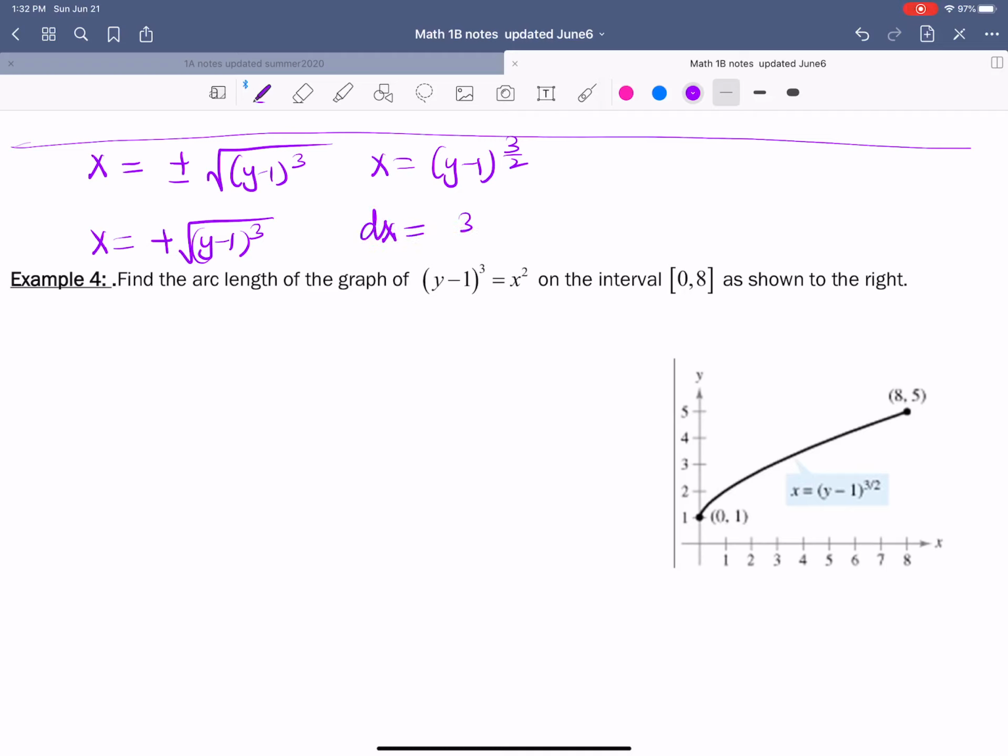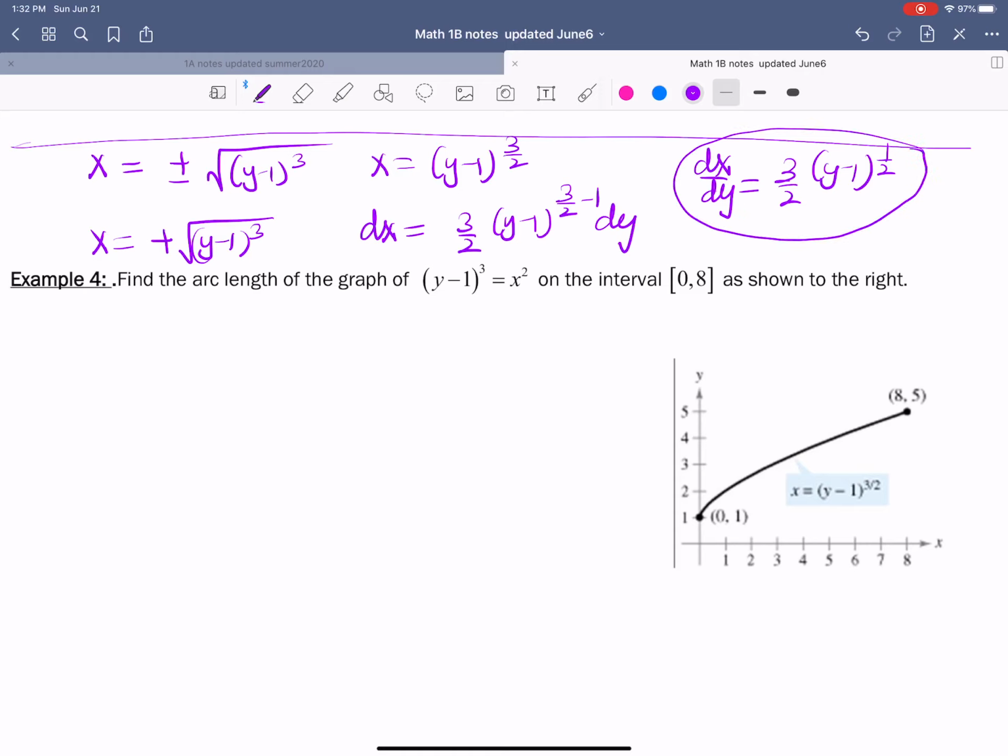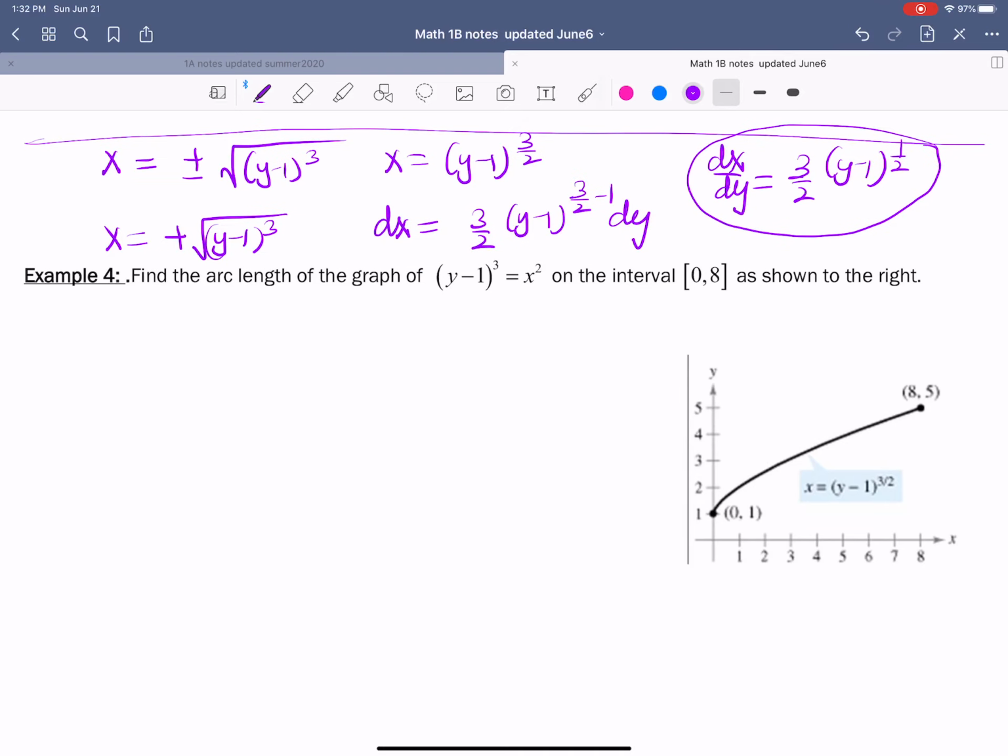It turns out to be dx is equal to 3/2 (y minus 1) to the power 3/2 minus 1 dy. So dx over dy is 3/2 (y minus 1) to the power 1/2, since 3/2 minus 1 is 1/2. So that's my differentiation of x with respect to y. And when x is a function of y, recall the formula for the arc length is equal to the integral, where the bounds will be the y values, y equal to a to b, of the square root of 1 plus (dx/dy) squared, dy.